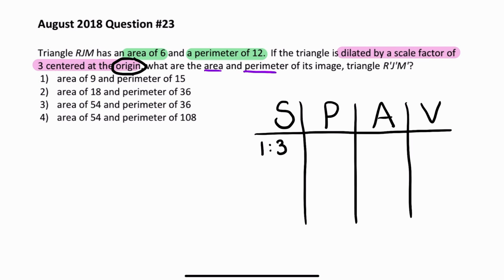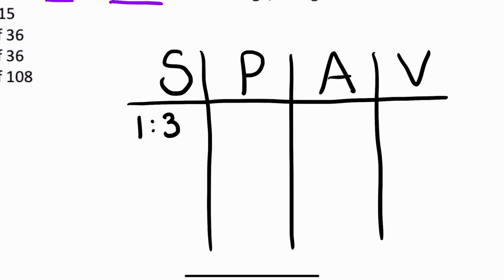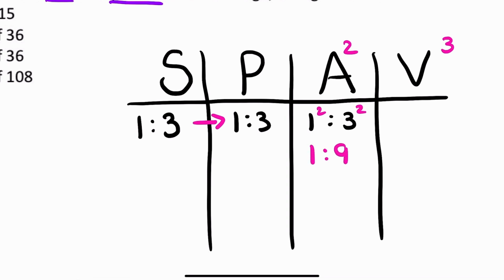And the fact that it says the origin is the only reason why we know that. Okay, so because it says scale factor of 3, my smaller shape or triangle is going to be 1, and my bigger one's going to be times 3. That's why it's a ratio of 1 to 3. Again, we're going to remember that everything's the same except for areas squared, volumes cubed. So this 1 to 3 can come over and stay a 1 to 3. But for area, it's going to be 1 to 3, each value squared. So now it's 1 to 9. For volume, it's going to be 1 to 3, but each value cubed. So now it's going to be 1 to 27.